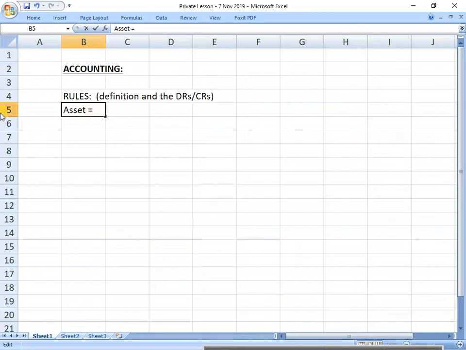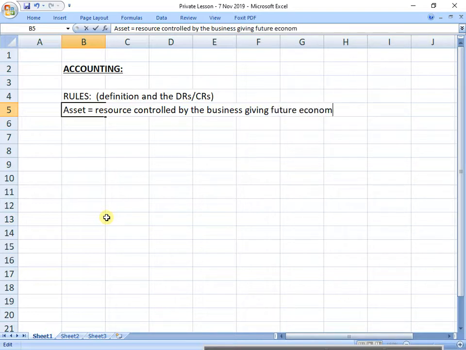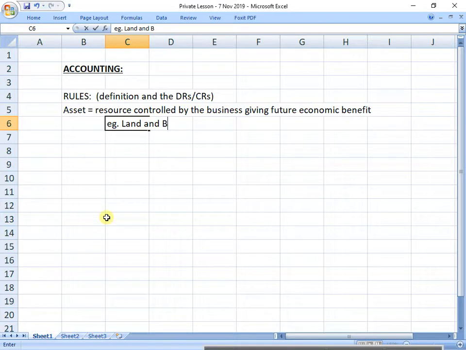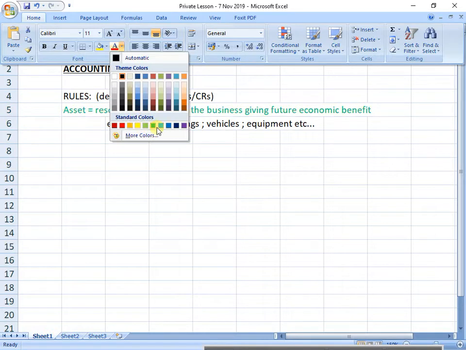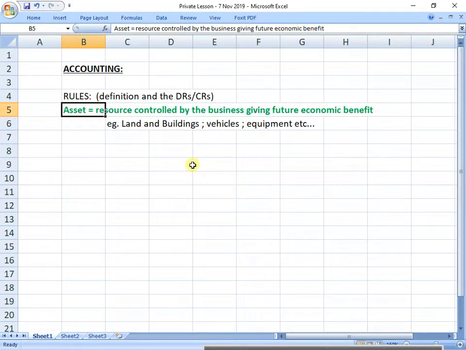Right, so definition number one, assets. What makes an asset an asset? A resource controlled by the business, giving future economic benefits. Okay, examples. Give me some examples of assets. Yes, land and buildings, vehicles, equipment, etc. Okay, all of those things are assets. They're assets because they meet the definition. So if you know what the definition is, then you'll know what rules to apply. That's something that you need to know.